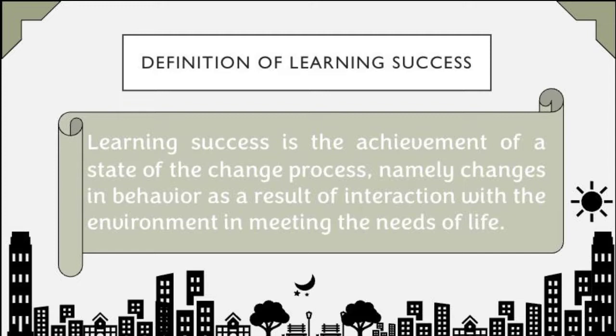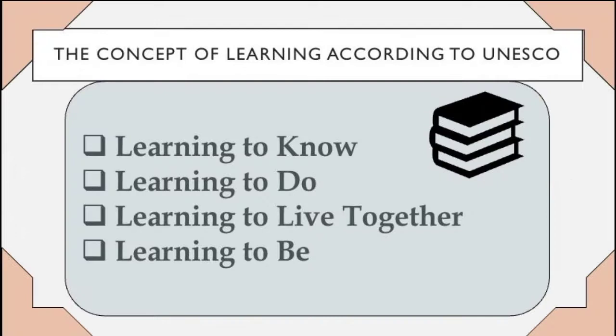From the understanding of success and learning, we can know that learning success is the achievement of a state of the change process, namely a change in behavior as a result of interaction with the environment in meeting the needs of life. The concept of learning, according to UNESCO, requires every education unit to be able to develop the four pillars of education both for now and in the future.